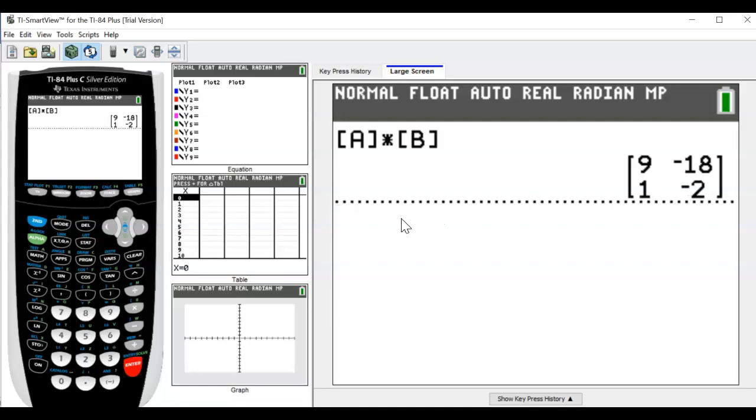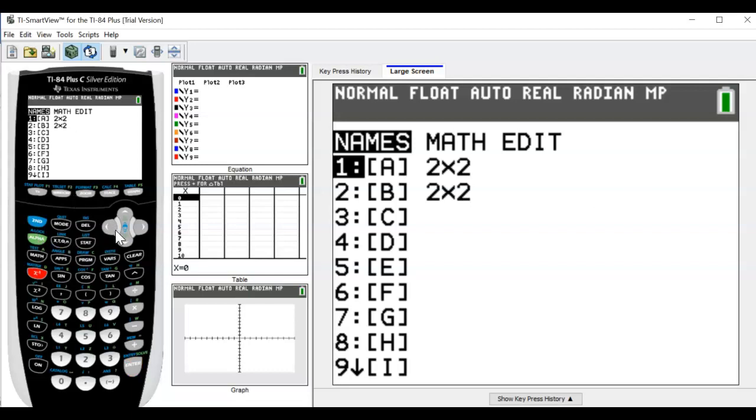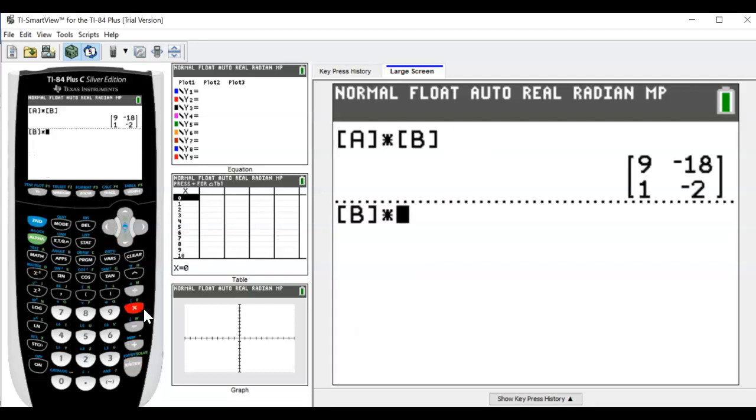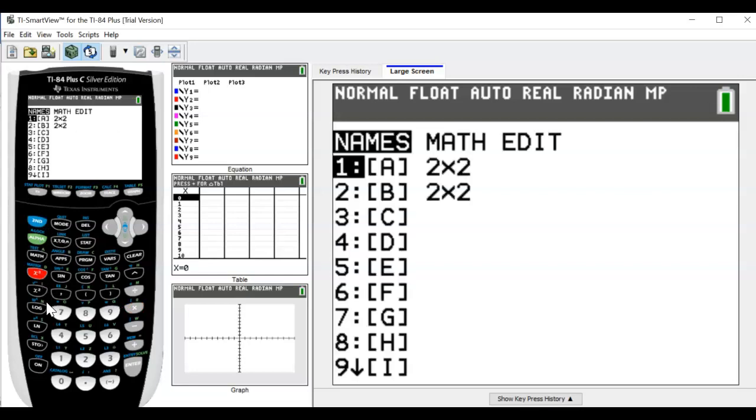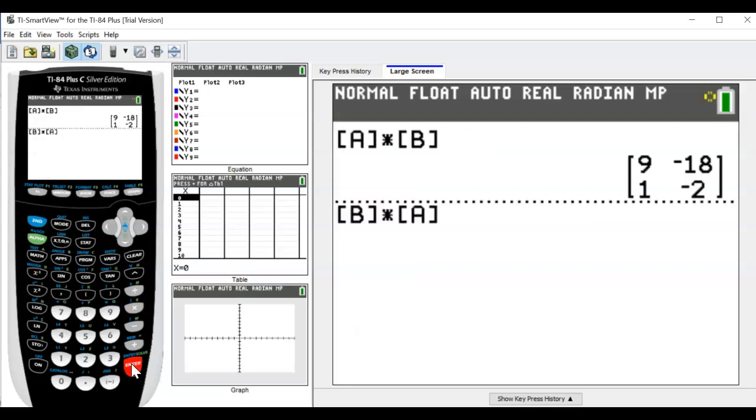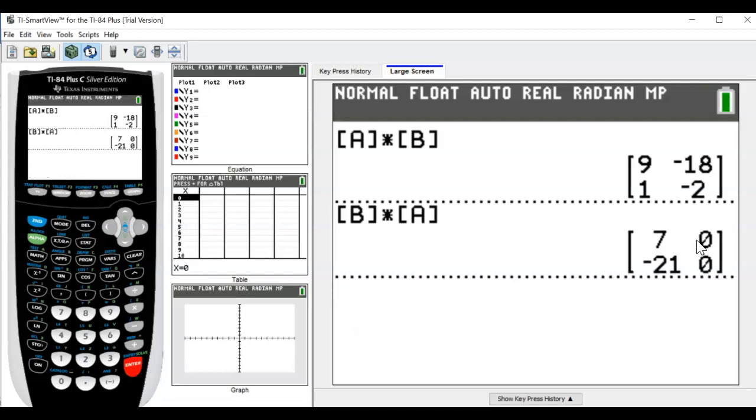And if we reverse the order, we can just do that by saying, well, now that we have our matrices in here, let's take matrix B and then multiply. Again, it's just a normal multiply key times matrix A. And we get 7, 0, negative 21, 0. So you notice that that's a good way to check your work.